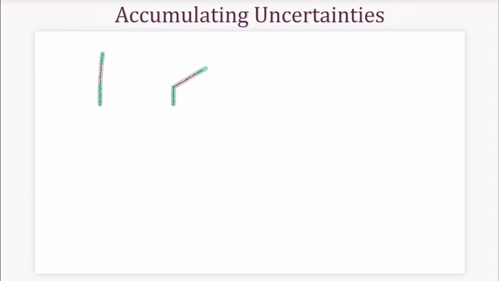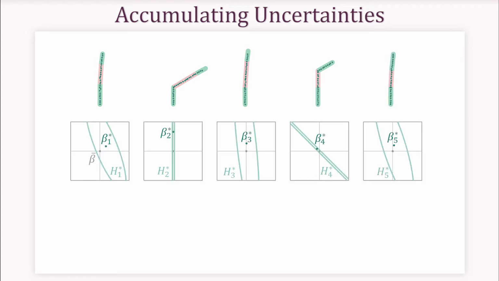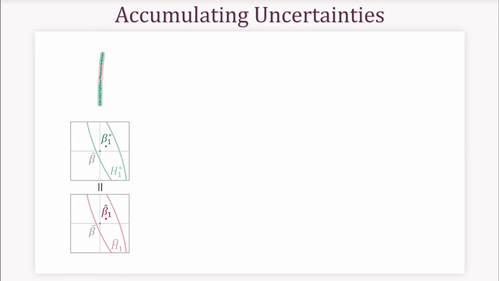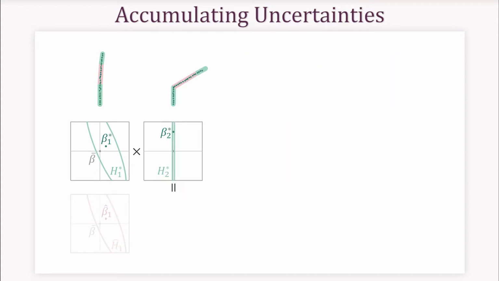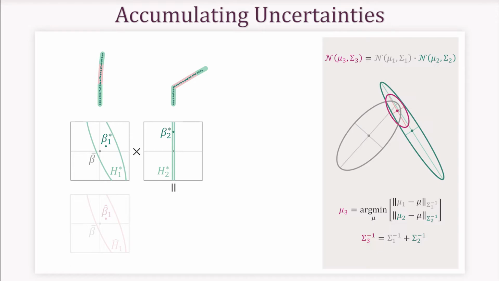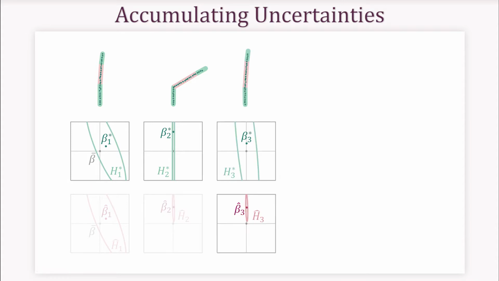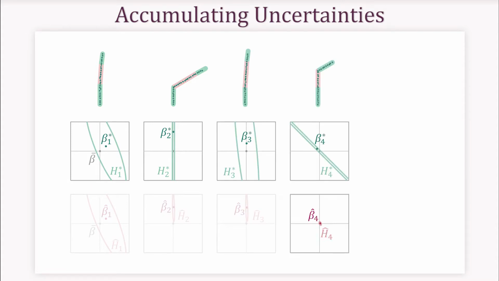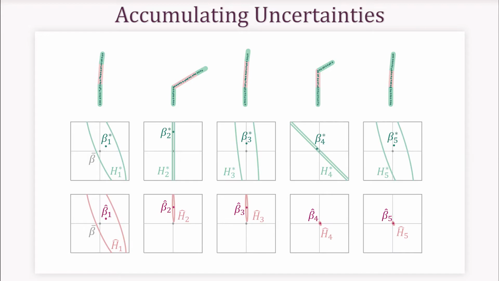But how can information from individual frames be integrated through time? Each frame represents an estimate via a Gaussian distribution. When multiple observations of a variable are made, the cumulative probability is obtained by multiplying their distributions. Thus, estimates from different frames are merged by multiplying the corresponding Gaussians.